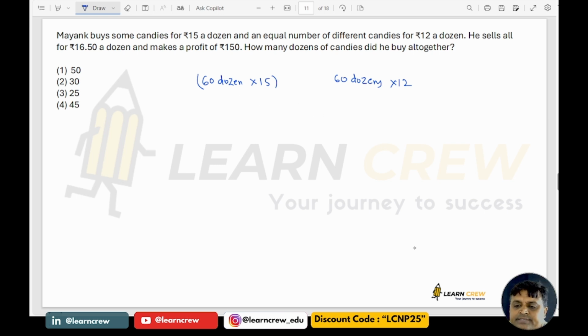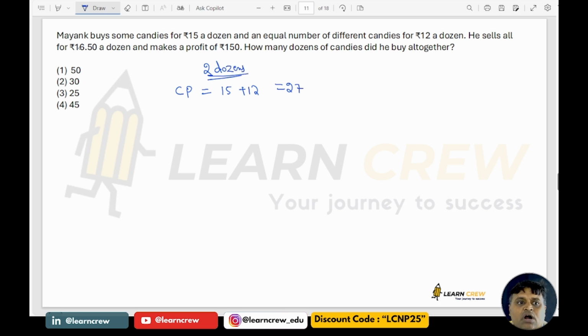Otherwise you can simply do one thing. Why this much bigger number? Simply I am taking 1 dozen. Mayank buys some candies for 15 rupees a dozen and an equal number of candies for 12 rupees a dozen. So I am considering here he is buying 1 dozen, here also he is buying 1 dozen. Then the cost price would be 15 plus 12. How much? 27. For how many dozens? 2 dozens. Total I am considering 2 dozens.